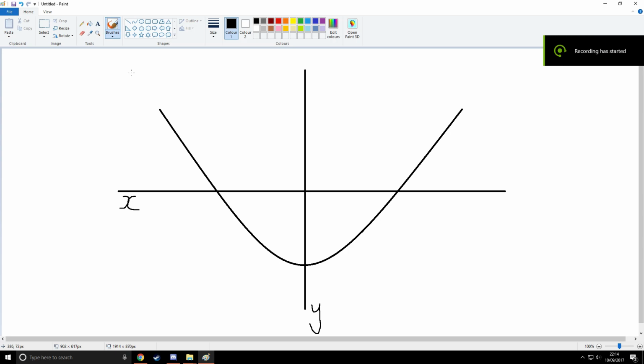Okay, today we are going to learn how to complete the square to find the stationary points of any quadratic that's thrown at you. It's essentially very simple, but I'll start with the basics.